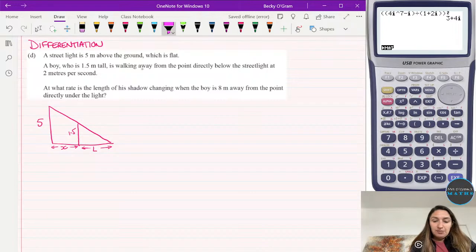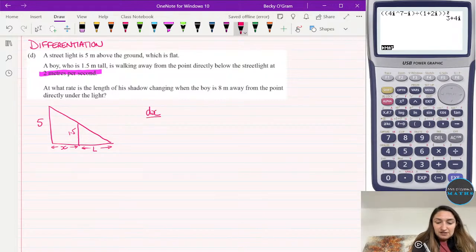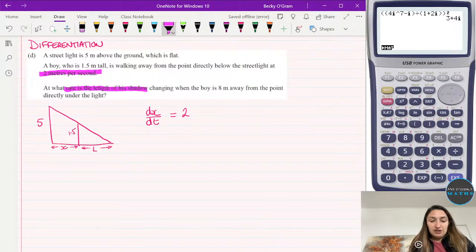As he walks away from the street light, he's walking at 2 meters per second. So the distance x, the rate it's changing over time, is 2. What we want to work out is the rate that the length of his shadow is changing. I always approach these questions in this way: write down the thing that you've been told and the thing that you want to work out, and then use that to help you figure out how to get between the two things.